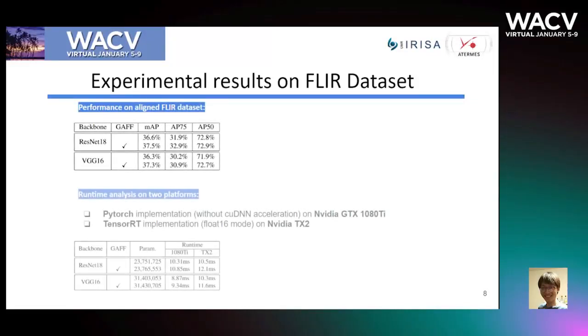Experiments on the FLIR Dataset show that the average precision is improved for all intersection over union thresholds, which demonstrates that our method can generalize well to other different types of images. We also report the total number of learnable parameters and the average inference runtime on two different computation platforms. From the table, we can conclude that the additional parameters and the computation cost from GAFF is low, which means less than 0.1% of additional parameters and around 1 millisecond of inference time.